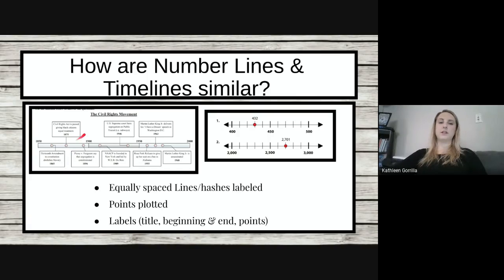There's usually a title on a timeline. This title is the Civil Rights Movement. There may not be titles on number lines. There is a beginning and an end for number lines and timelines. The beginning of our timeline is 1850, the end is 2000. Look at our number lines: beginning 400 to 500, an end, and then beginning 2000 to 3000. And they both have points.